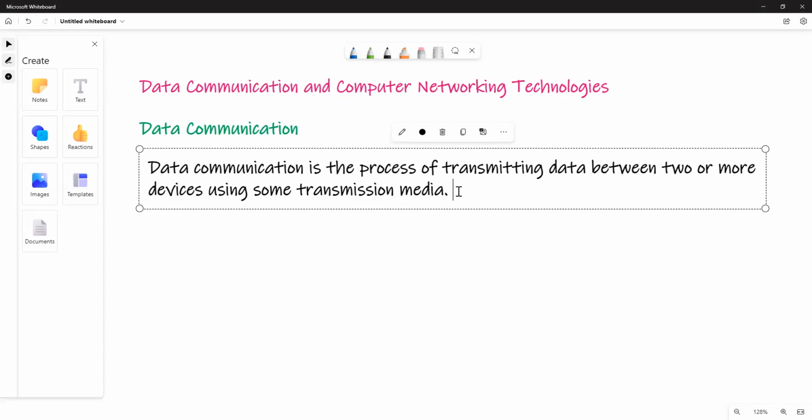But if you look at early days, sending data from one place to another was a very challenging task. It was time consuming. But with the development of technology, especially networking technology and related networking devices, now we can transmit data from one part of the world to another part of the world within a couple of seconds, not even minutes. Very fast.